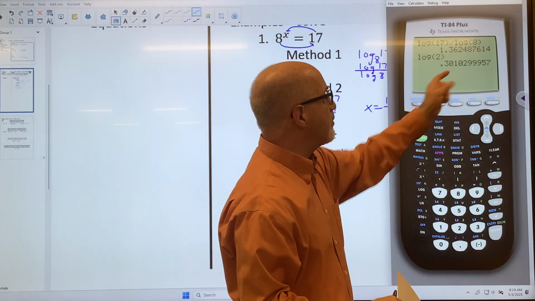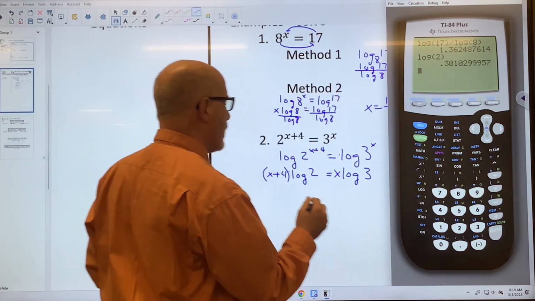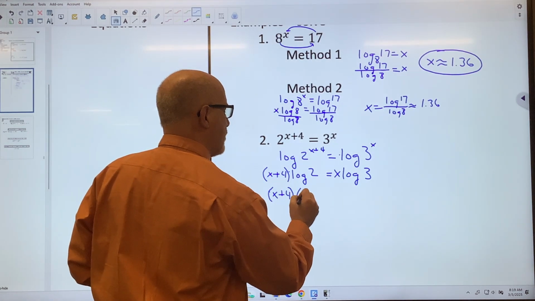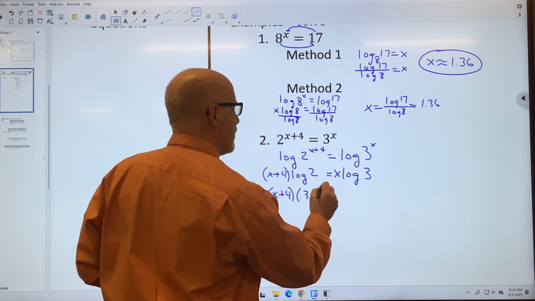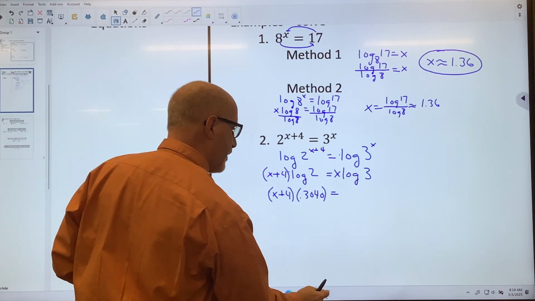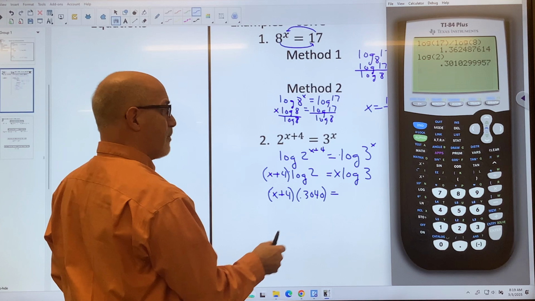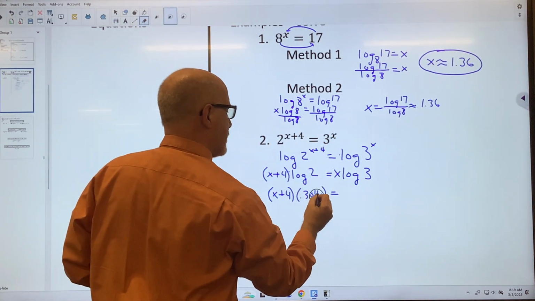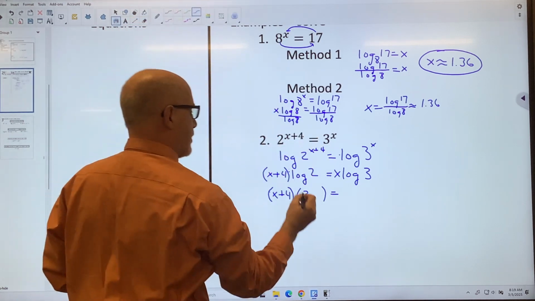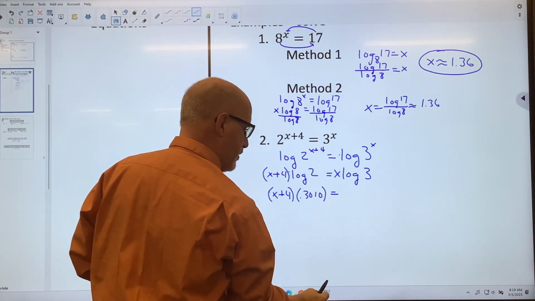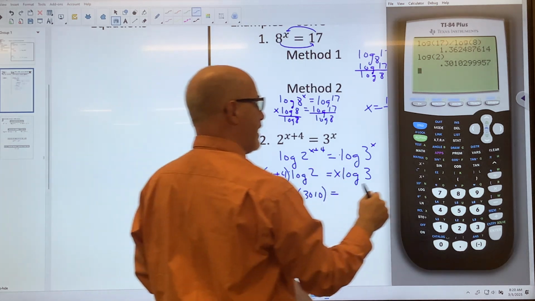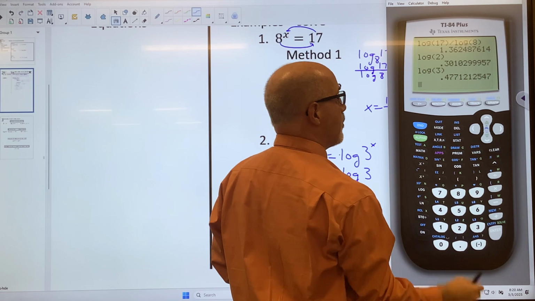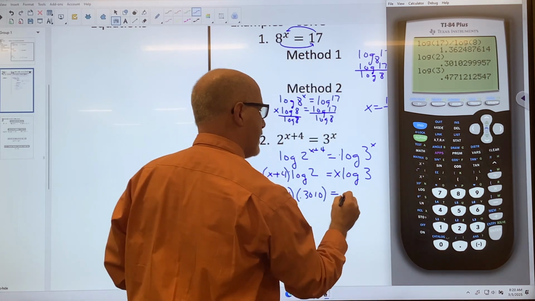So I'm going to go to 4 decimal places here, 0.3010. So this is going to be x plus 4 times 0.3010, 4 decimal places. Now let's do log of 3 over here. So I'm going to do log of 3, and I get that one to be 0.4771.